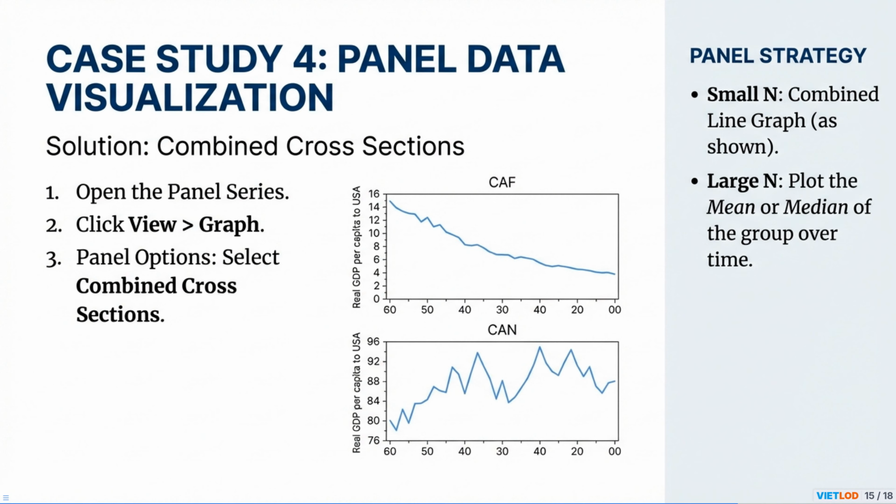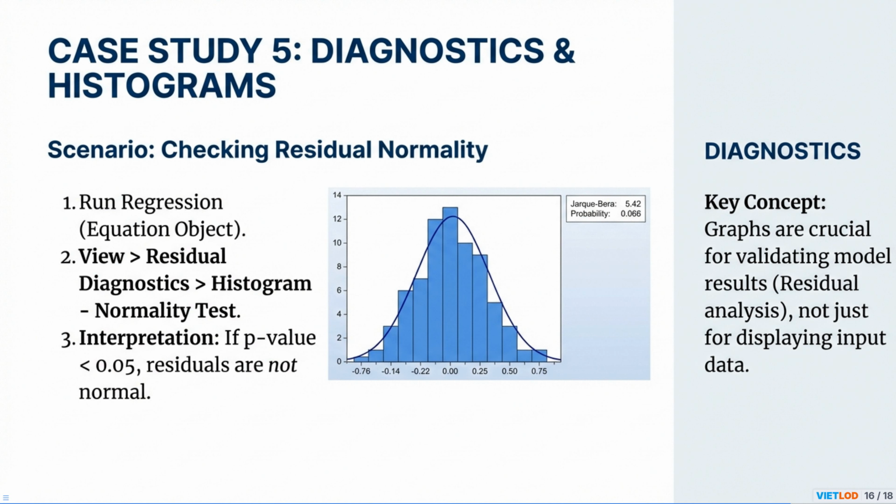This slide presents Case Study 4, focusing on visualizing panel data, particularly addressing the hairball problem, where too many lines make a graph unreadable. The solution demonstrated here is to use combined cross-sections. To achieve this, you would first open the panel series. Next, click View, and then Graph. Finally, from the panel options, you select Combined Cross-Sections.